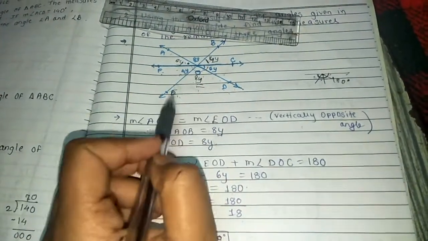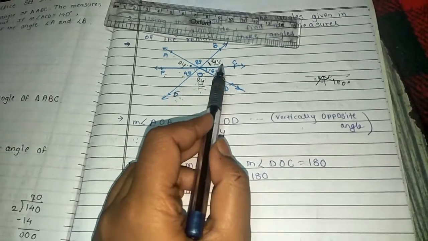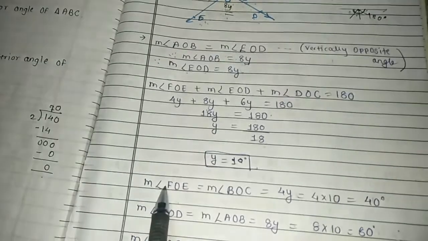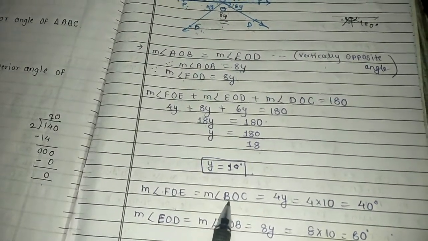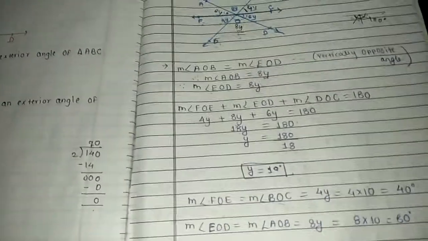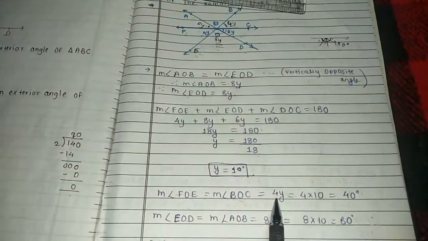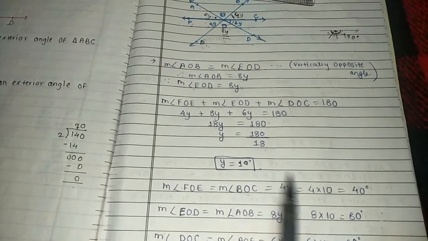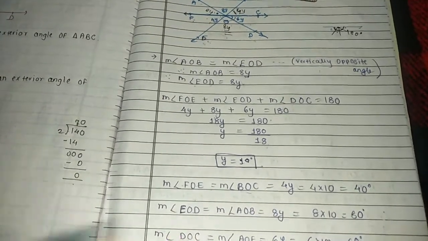FOE. So with FOE, which angle is congruent? This angle. That angle's name is BOC. Therefore angle FOE is equal to the measure of angle BOC, which is equal to 4y. So 4 into y, where y is 10, so 4 into 10 is equal to 40.